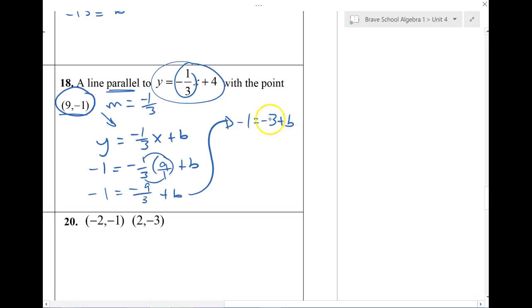And it's negative 3 that we have to get rid of. So we're going to add it this time. Bring down the b. And negative 1 plus 3 is positive 2. So our equation is y equals negative 1 over 3 x plus 2. Oh, don't forget your x.